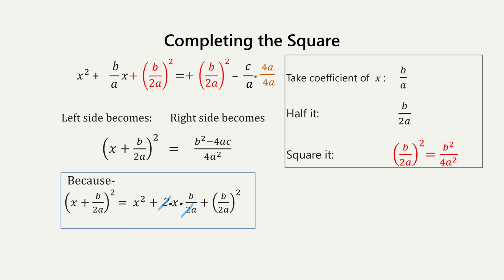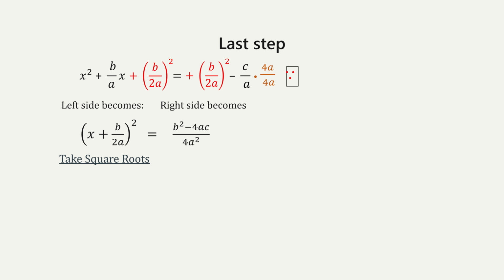We multiplied the second term, minus c over a, by 4a over 4a to make the denominators of both terms equal to enable us to combine them. And the right side becomes (b squared minus 4ac) over 4a squared. Now it only remains to take square roots of both sides, and we get x plus b over 2a is equal to plus or minus the square root of (b squared minus 4ac) divided by 2a.